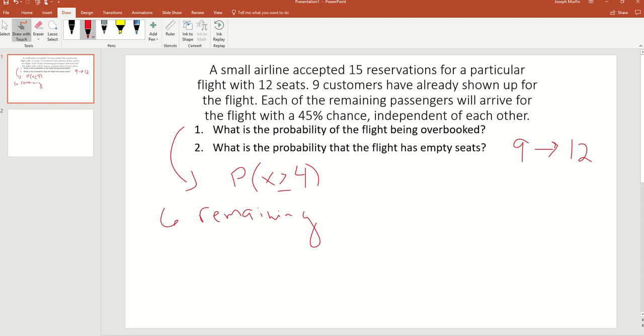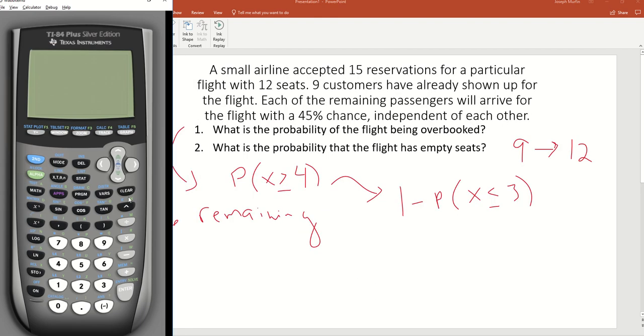So we could do this with our calculators pretty quick. Remember that the calculator only does up to a certain amount. So if we want to do this with our binomial cumulative distribution, what we could do is 1 minus the probability that 3 or fewer show up out of the 6, and then that should give us our probability.